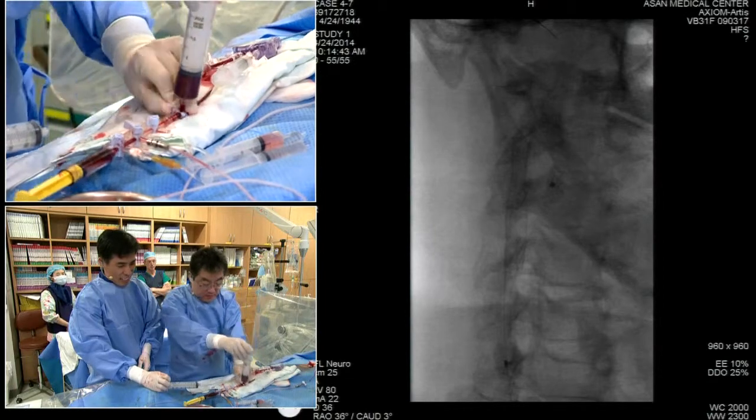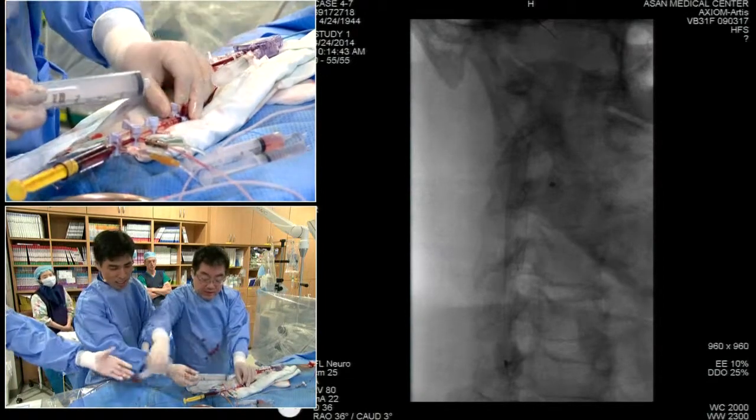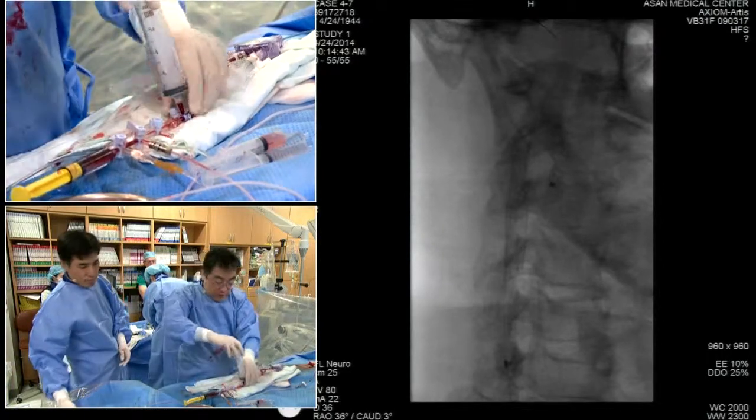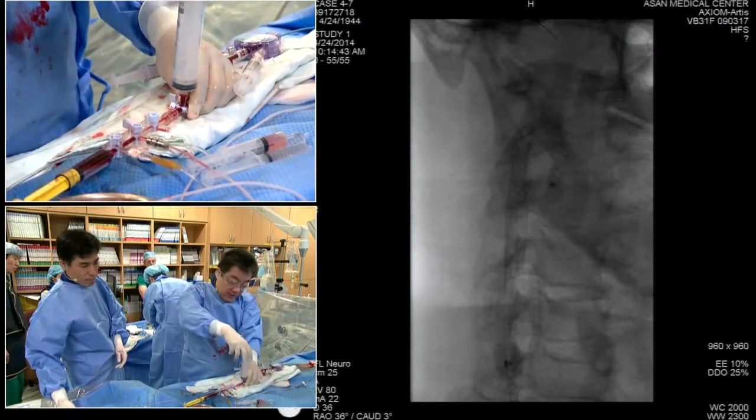So you aspirate twice or 3 times? Yeah, we will check the second syringe for any debris. If that's the case, we will do further. If no debris in the second syringe, I will just release the clamp.